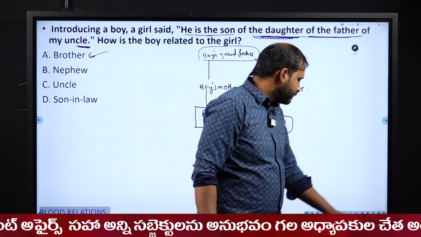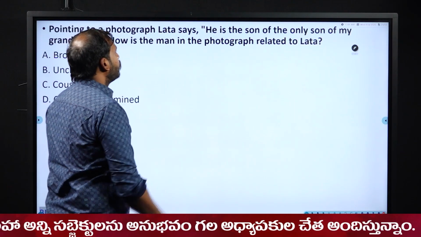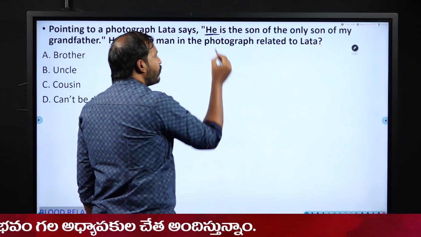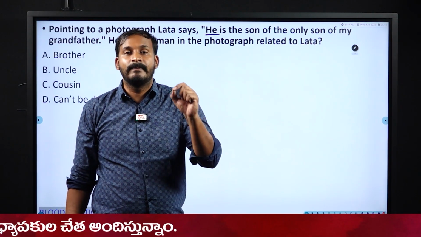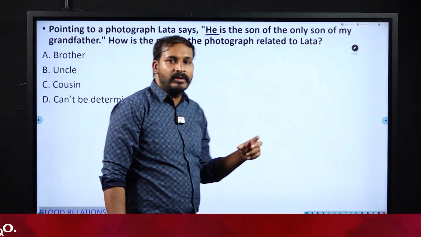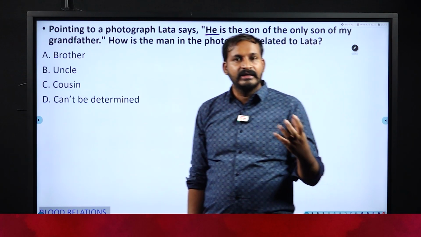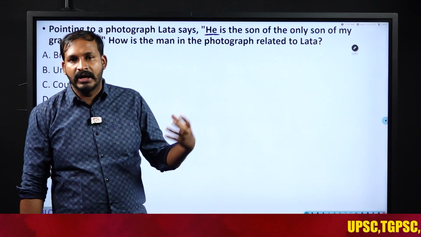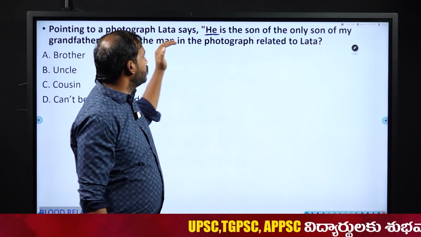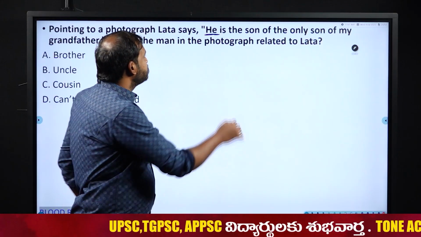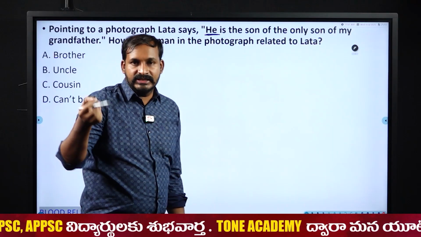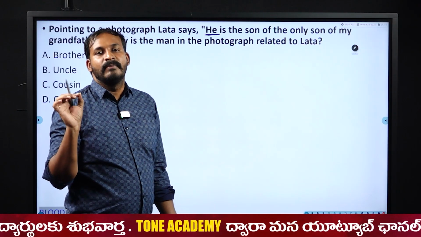Next one. Pointing to a photograph, Lata says, he is the... That means what? To whom is she pointing? She is pointing out a male person. By the words also sometimes we can understand. See, in our previous two problems, they clearly mentioned whether the speaker is pointing out a boy or a girl. But here they don't mention anything. They just say, pointing to a photograph, Lata says, he. So by seeing this, I can understand she is pointing out a male person.